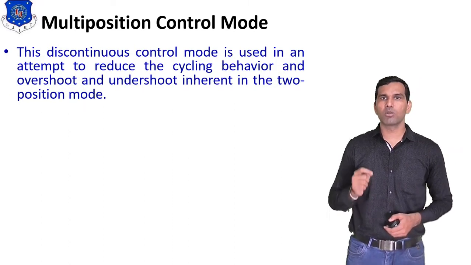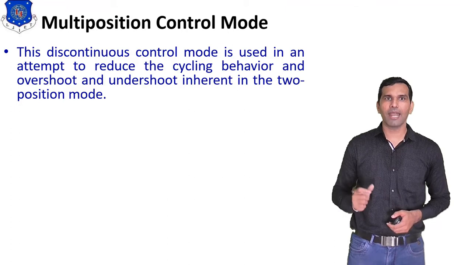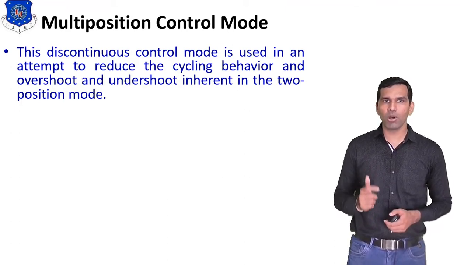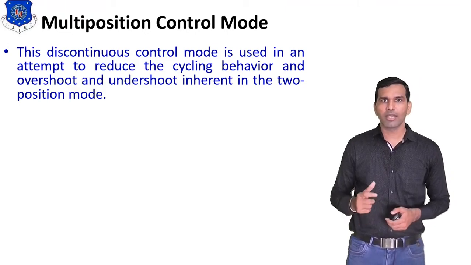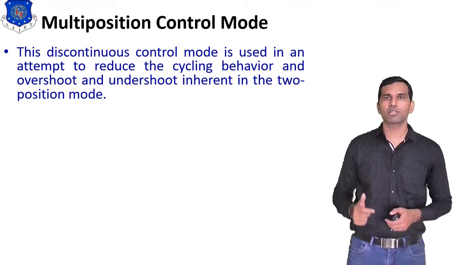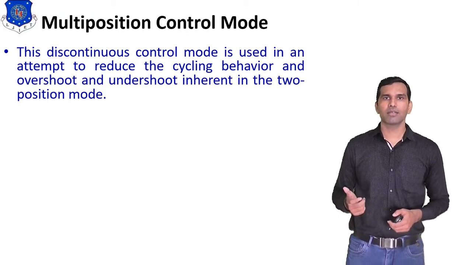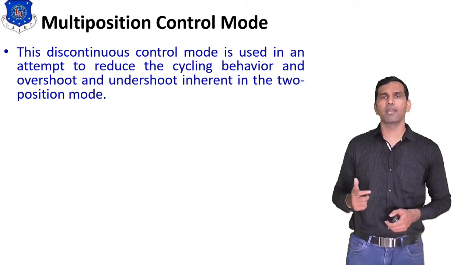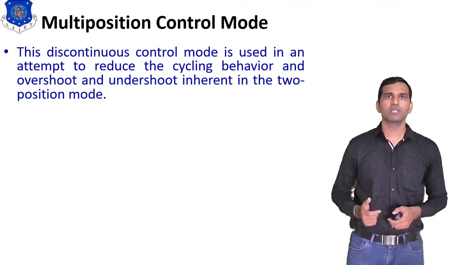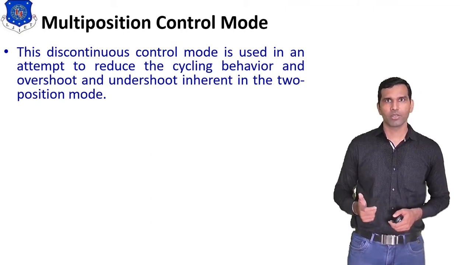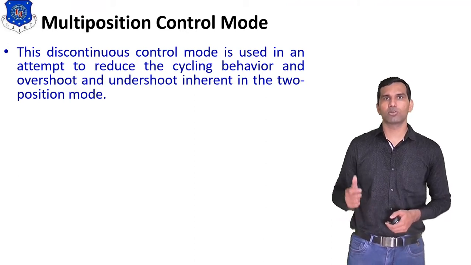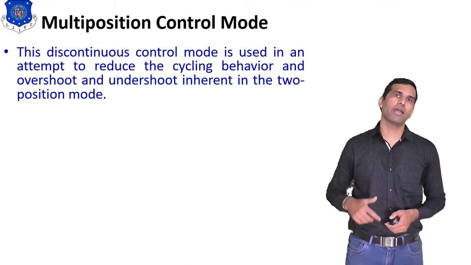This continuous control mode is used in an attempt to reduce the cycling behavior and overshoot and undershoot inherent in the two-position mode. We know that there is a disturbance created due to the undershoot and overshoot problem. So this is a really serious threat in the controlling action. So here we use multi-position control mode, so we can reduce the action of undershoot and overshoot.